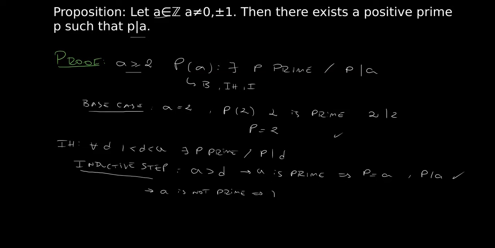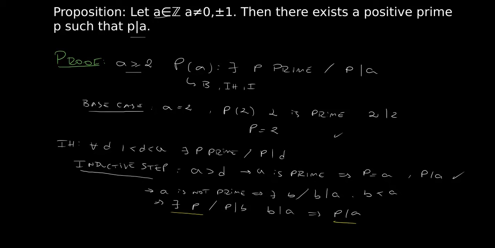Then there will exist a number b such that b divides a. But this number b is smaller than a. Then there exists a prime p such that p divides b. And if p divides b and b divides a, then p divides a. So we found a prime p such that p divides a. Then we have finished proving our proposition.